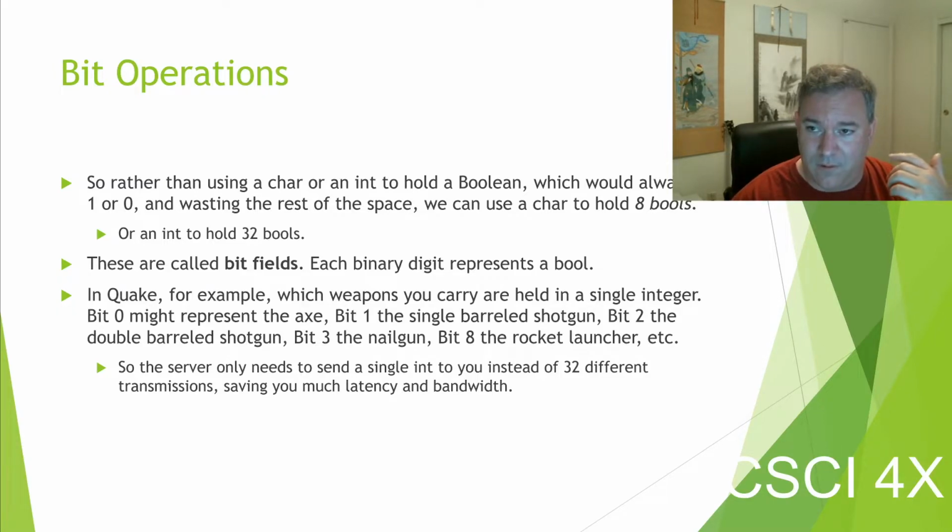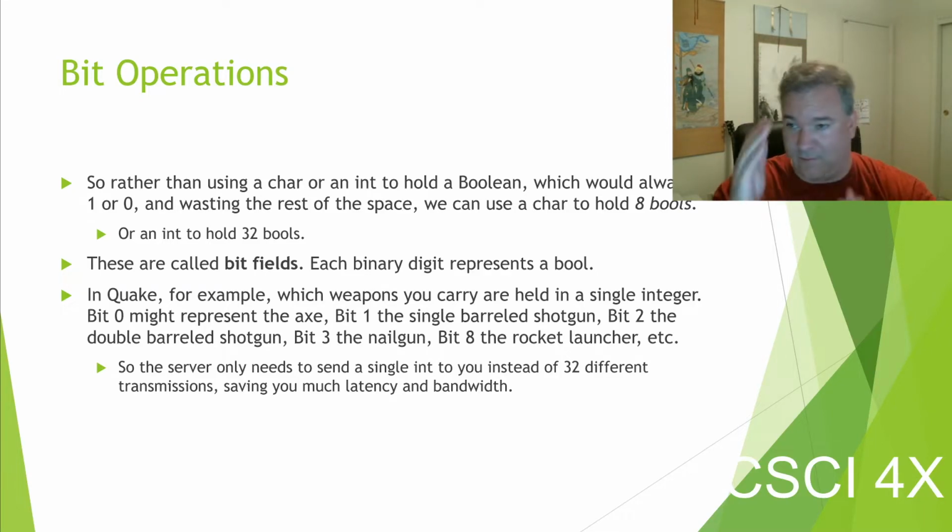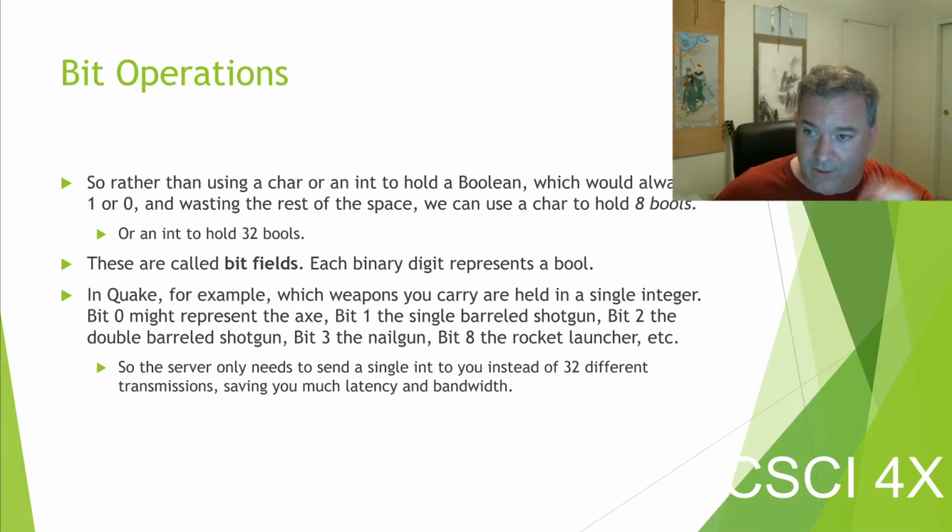And so if you wanted to send to a person a complete copy of their inventory, you send them a single letter worth of data. That's fast. Even a 56K modem, boom, there you go. You pick up a weapon, it sends out a char that holds which bits. The first bit corresponds to the axe, second bit corresponds to the shotgun, third bit corresponds to the double-barreled shotgun, fourth bit corresponds to the nail gun, fifth bit corresponds to the super nail gun, sixth bit corresponds to the grenade launcher, seventh bit corresponds to the rocket launcher, eighth bit corresponds to the laser gun.